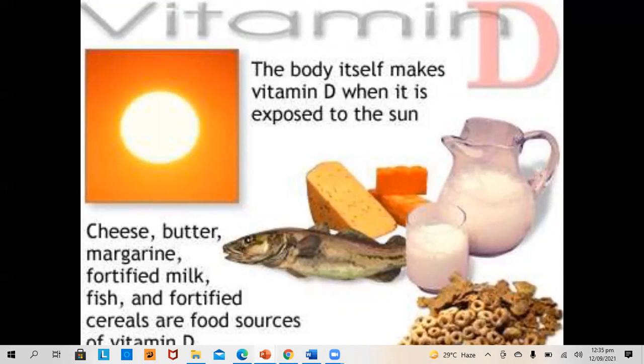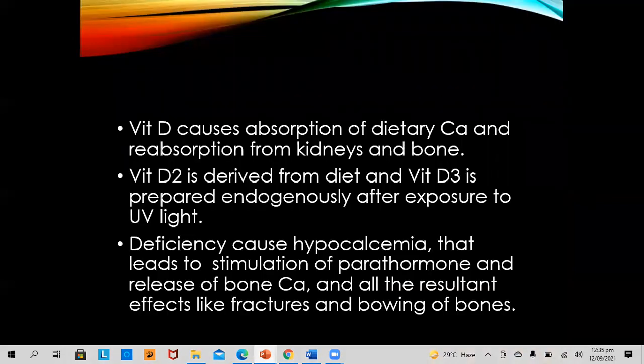Body itself makes vitamin D when it is exposed to sun. In addition, you can get vitamin D2 from cheese, butter, margarine, fortified milk, fish, fortified cereals, and other food sources of vitamin D. Vitamin D causes absorption of dietary calcium and reabsorption from kidney and bones. Vitamin D2 is derived from the diet, and D3 is prepared endogenously after exposure to ultraviolet light.